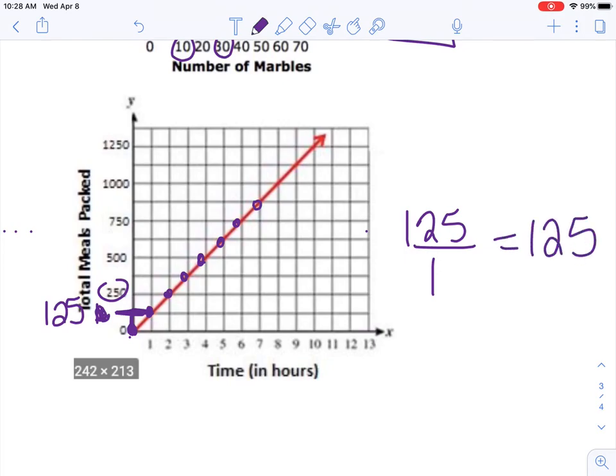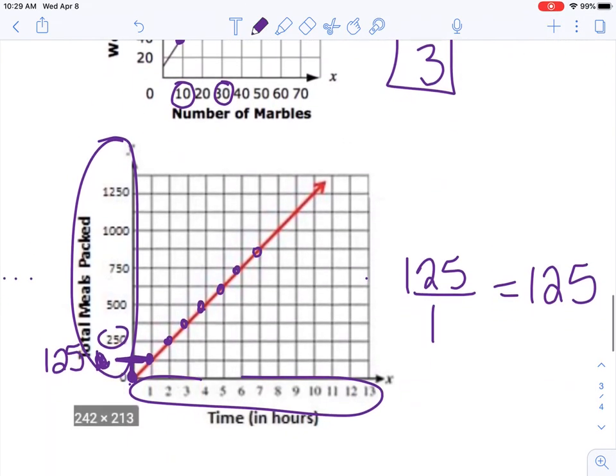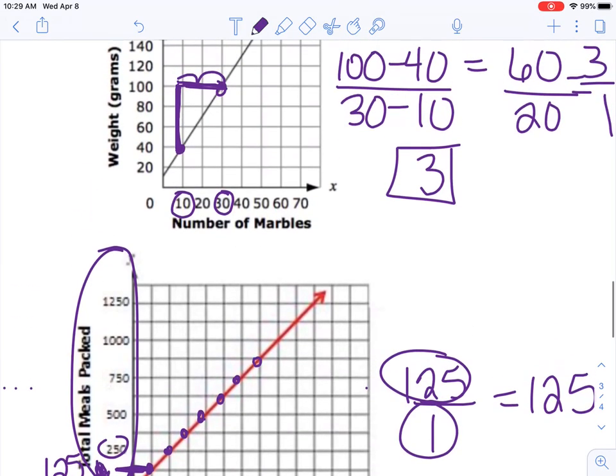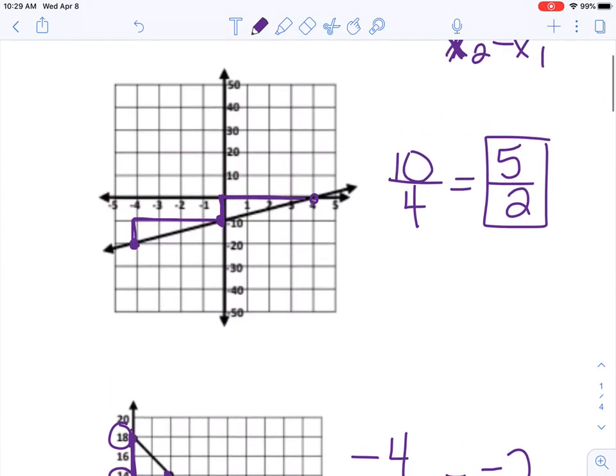So the thing you want to be careful about is looking at your scale and making sure that you don't just count the boxes as one unit if the scale is not counting by ones. And it's the vertical change in the y on top over the change in the x on the bottom. And that is how you find slope from a graph.